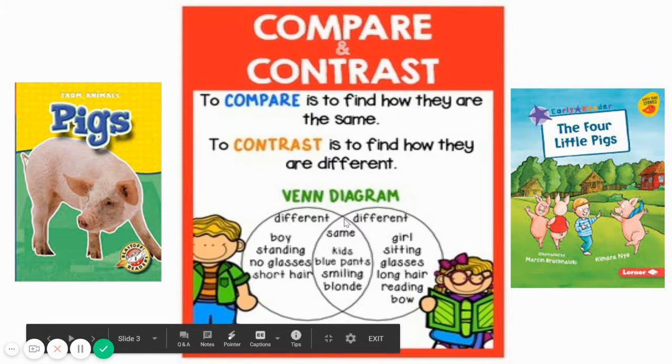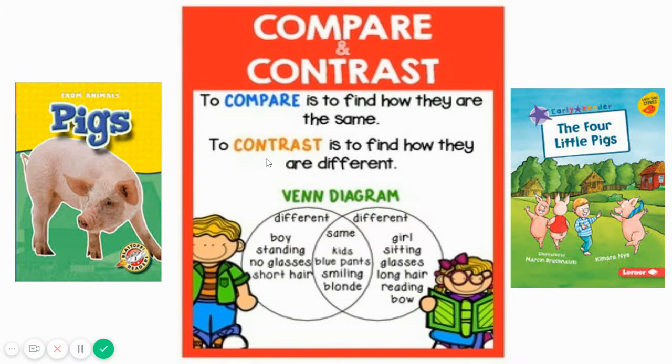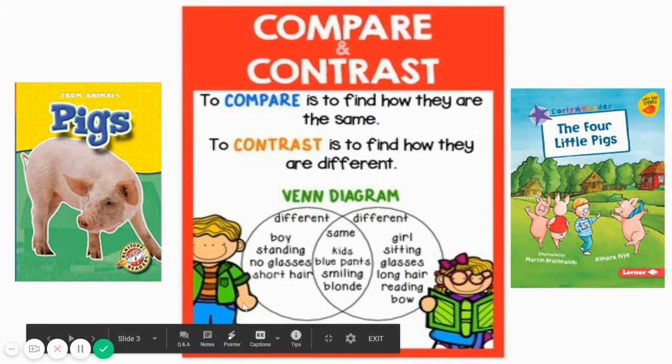We will be using a Venn diagram to compare and to contrast our two texts entitled Pigs and the Four Little Pigs. Remember, to compare is to find out how things are the same. To contrast is to find out how things are different. For example, if we look at our pictures, we see a boy on the left side and we see a girl on the right side.